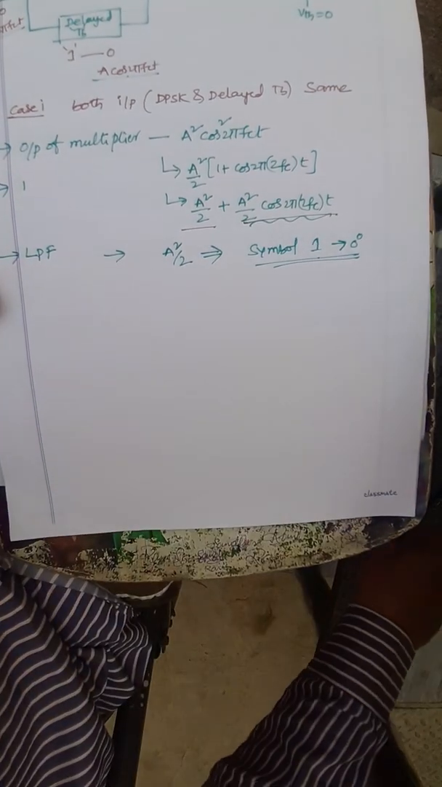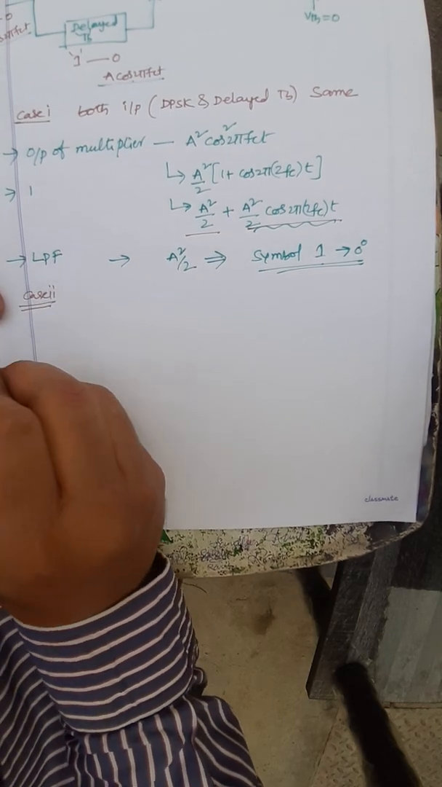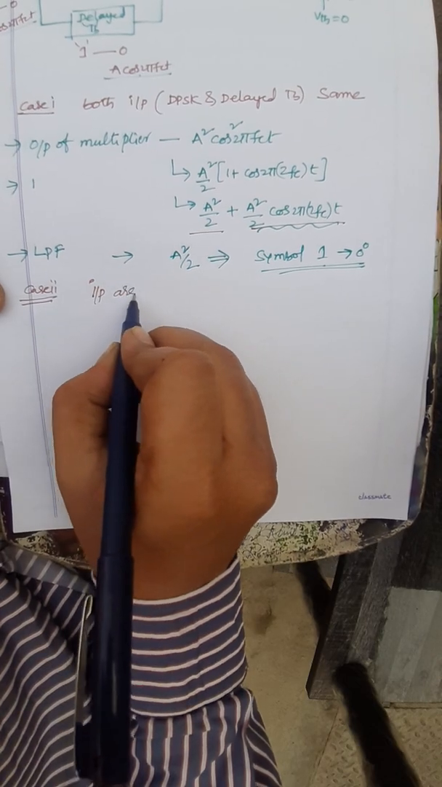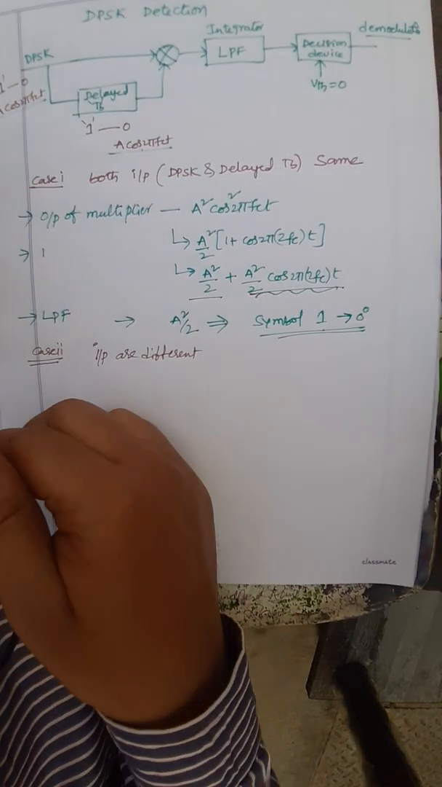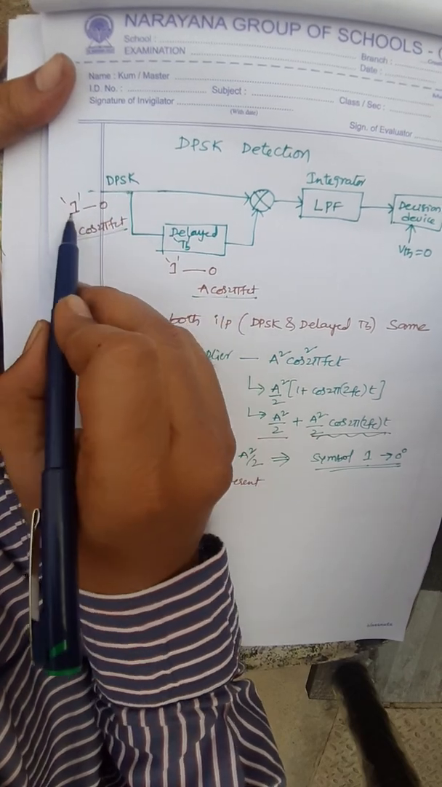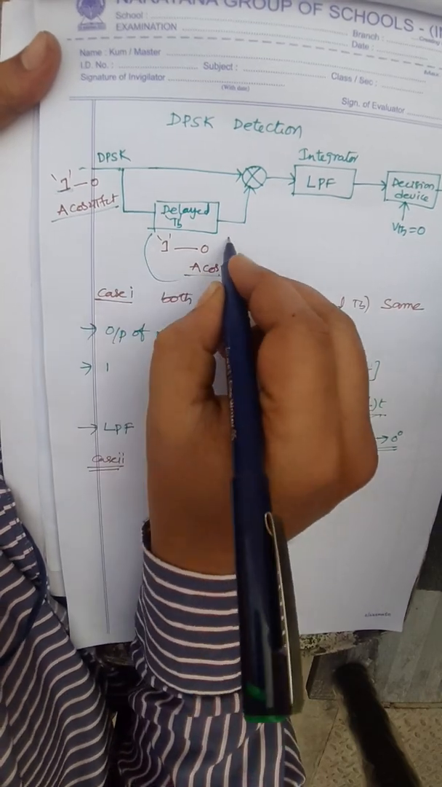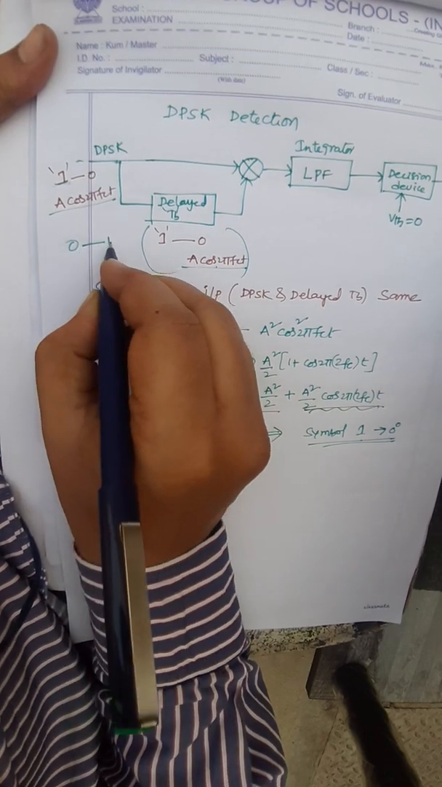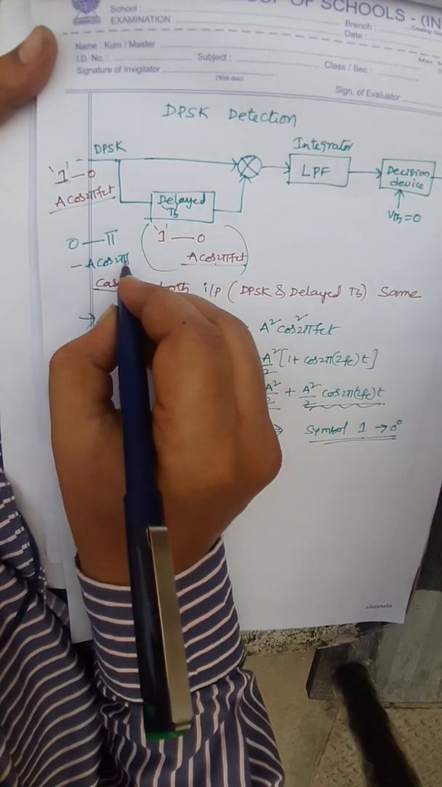Case 2 is as inputs are different. Inputs are different means, see here, the bit 1 is received here. The delayed bit, I am assuming in the second case, the delayed bit is 0, so that phase shift is 180 degrees. Here I am getting minus A cos 2 pi FCT.